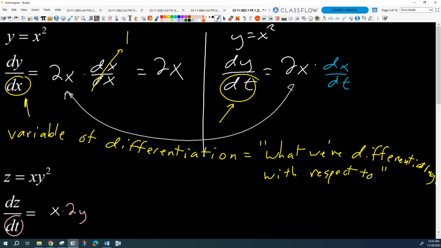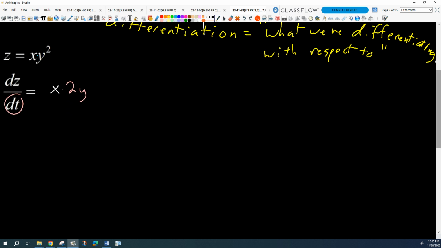But the point here is, I can differentiate these two variables with respect to a different variable. That's fine. I just end up with something that's a little more complicated than if the variable of differentiation is the same as the independent variable of my function. That's more convenient and simpler in a way, but sometimes we might need to do this. So let's get a little practice with this then.